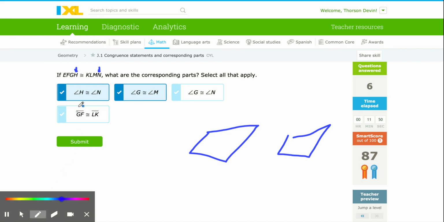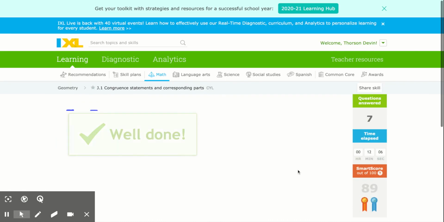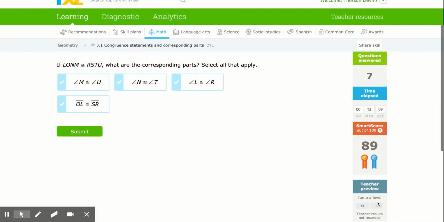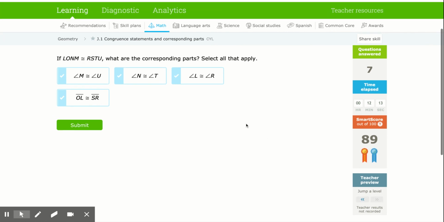Side GF, so now I'm going to do GF, that's these two here, so I better be using the middle two in the other one, LK, and it's not the middle two, it's LM. This one's LK, it's not, so I don't click it. And it doesn't look like it gets any harder than that. I can't jump up ahead. So if you have any concerns or questions about how to do this, please make sure you ask.